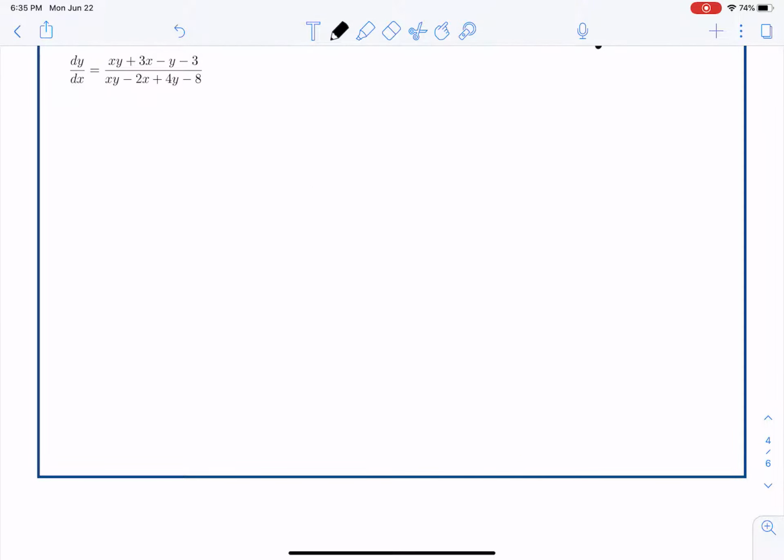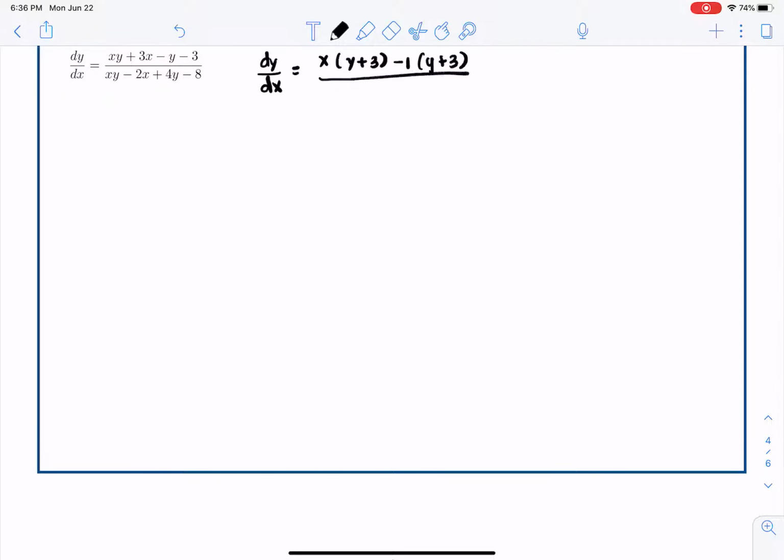A bit of algebra is all that is needed here. If you look at the first two terms in the numerator, x is in common. So if I pull that out, I have y plus 3. If you look at the last two terms in the numerator, a negative 1 is in common. If I pull that out, I'd have y plus 3. In the denominator, I have x in common in the first two terms, so that is y minus 2. I have 4 in common in the last two terms. If I pull that out, I'd get y minus 2.